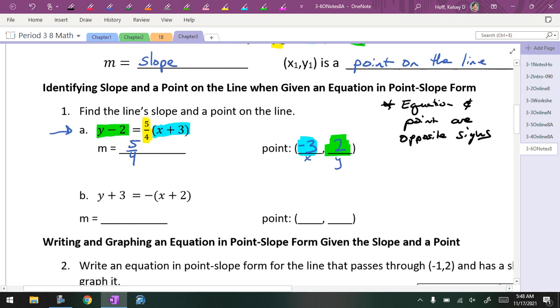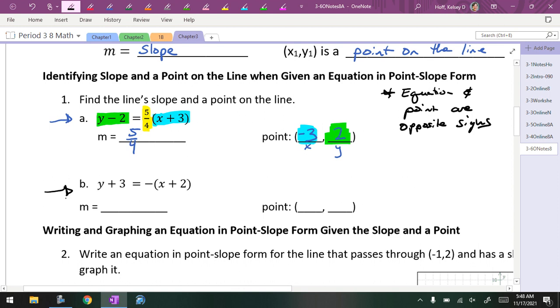So take a minute and see if you can do B. See if you can find for me the slope and the x1, y1, the point. The slope is always the number in front of the parentheses. And this one's like, there's no number there, Miss Huff. What number is actually there, though, with that negative sign? A 1. So this is really a -1.